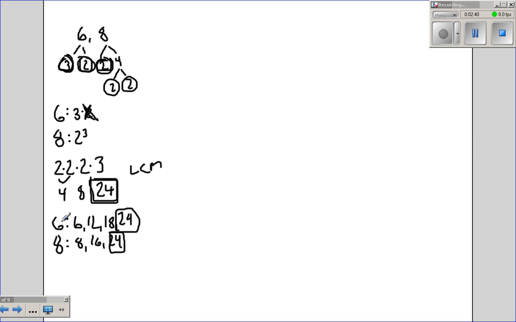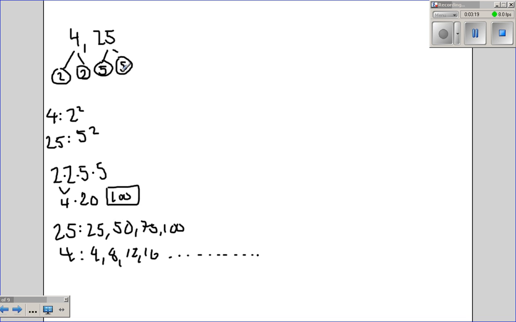Another way we could check it is by using this method right here, where we just list out the multiples. Multiples of 6, 6 times 1 is 6, 6 times 2 is 12, 6 times 3 is 18, and 6 times 4 is 24. And you can see that when we list the multiples of 8, we get 24 as well. So this is just a quick way to demonstrate that using your factor trees to find the factor to the highest power for that respective number, using that highest power and then multiplying out to find your least common multiple.